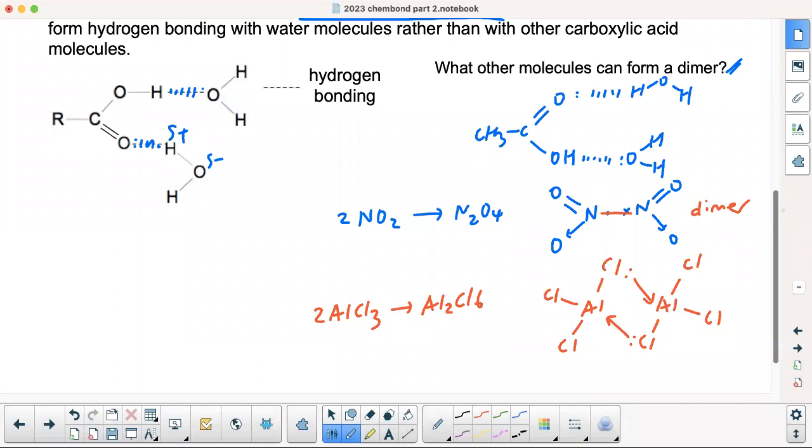This is again known as a dimer. So, A level 3 dimers: this one, and the one we just learned. Dimers can be formed with a covalent bond, with a dative bond, or even with a hydrogen bond. Okay, let's try the next question.